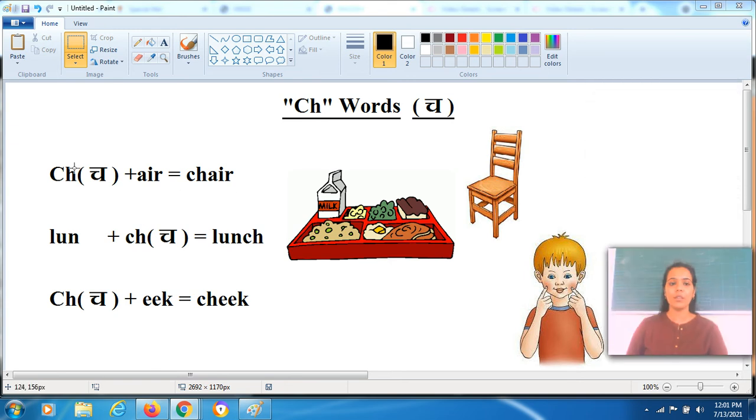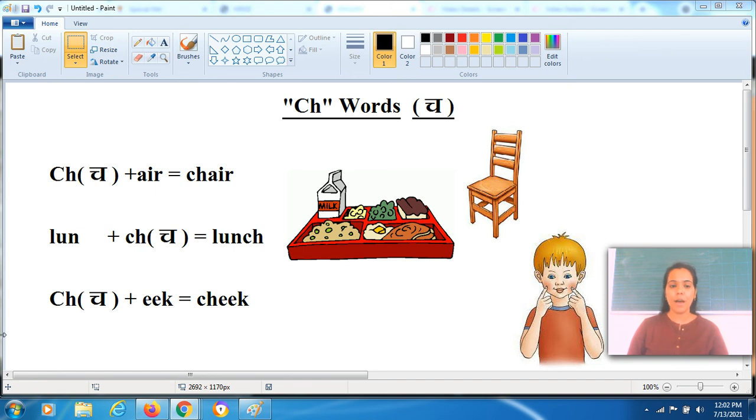Okay, let's take some instances for it. Students, you have to split the word into two halves, a blend sound and the other sound. Here you see the CH is in the beginning, so it will give you the ch sound, and the next is air. So ch, air, it's chair. Here you can see the image, there is a chair.